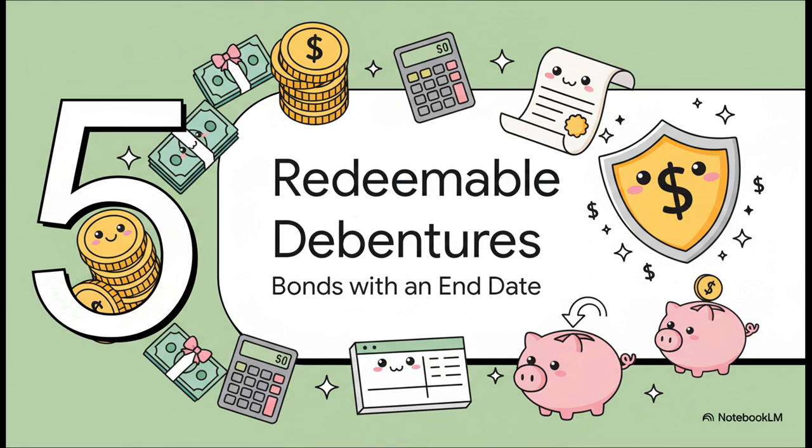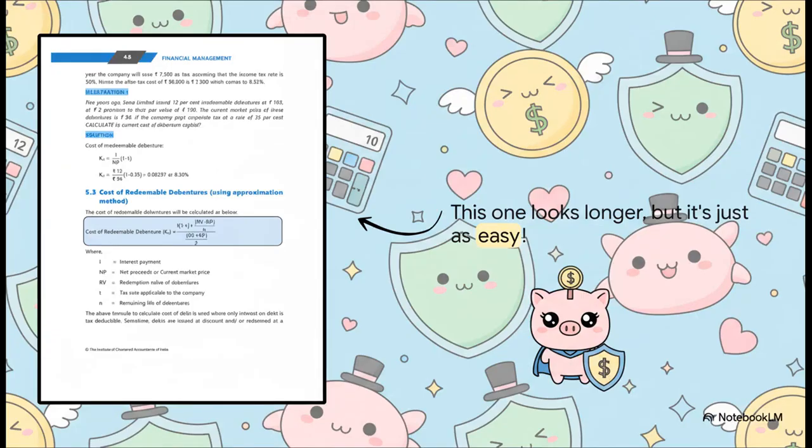Now let's move on to the more common type you'll see, redeemable debentures. These are the ones that have a fixed maturity date, say 5 or 10 years down the line, when the company has to pay back the original principal amount. Okay, here's our second key formula. I know, it definitely looks a bit more complex, but trust me, the logic is exactly the same. We just need to account for one extra thing, that final repayment that happens at maturity.